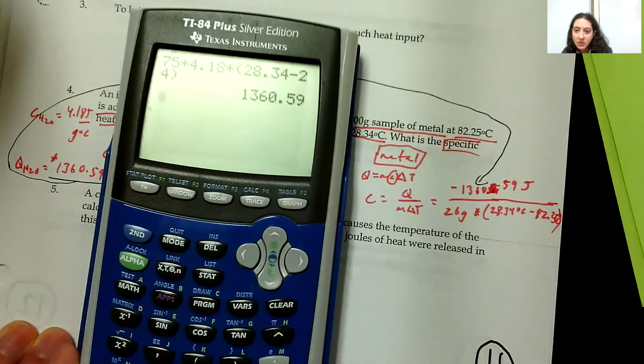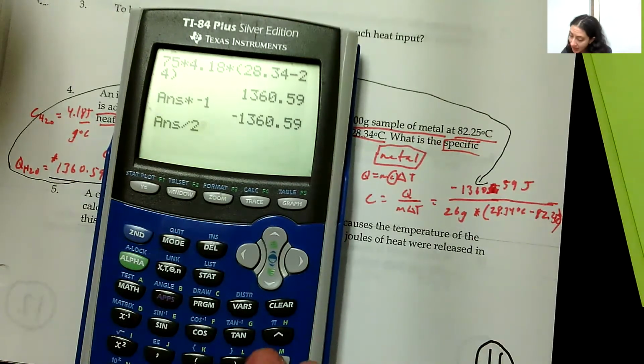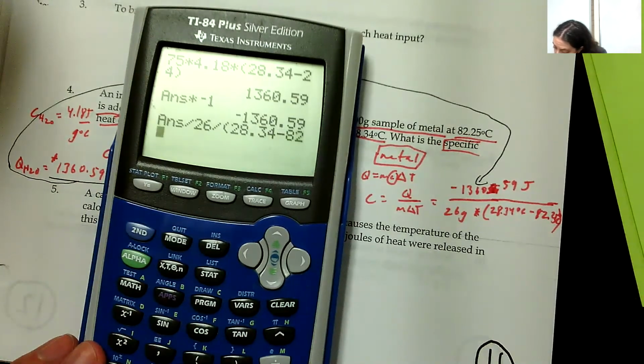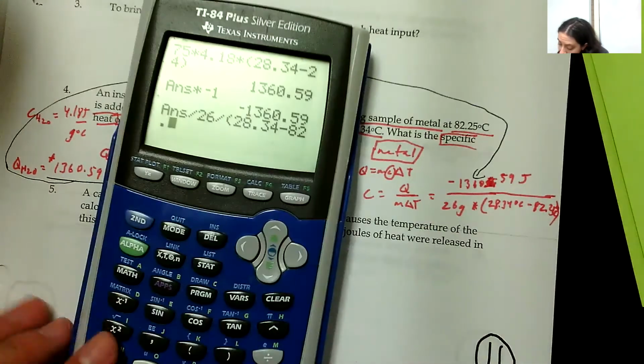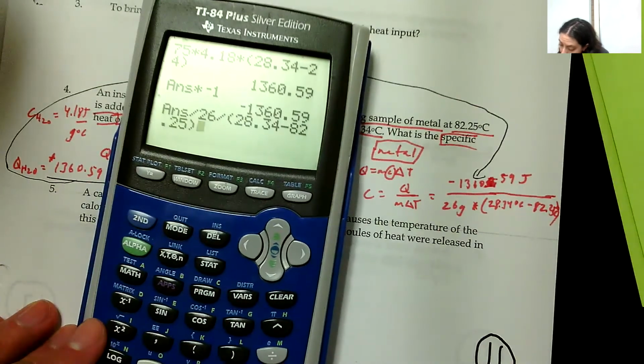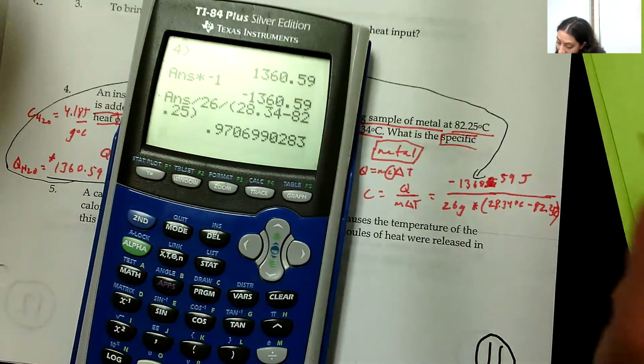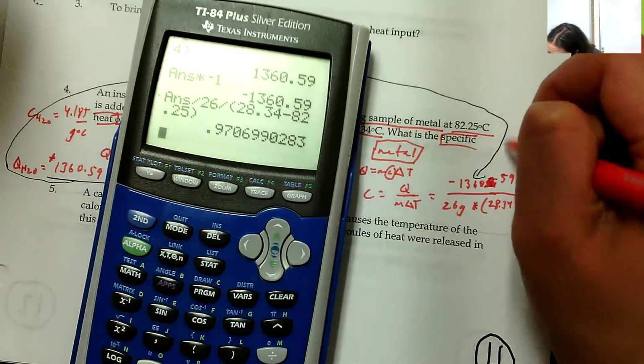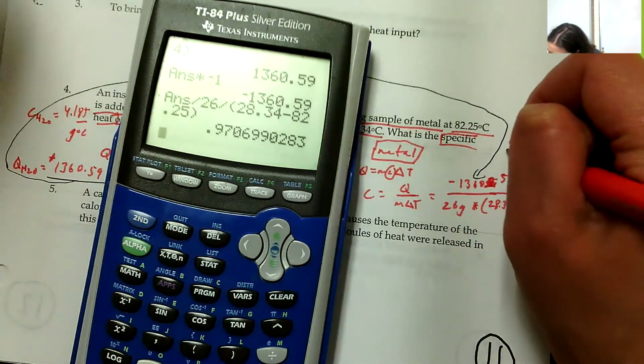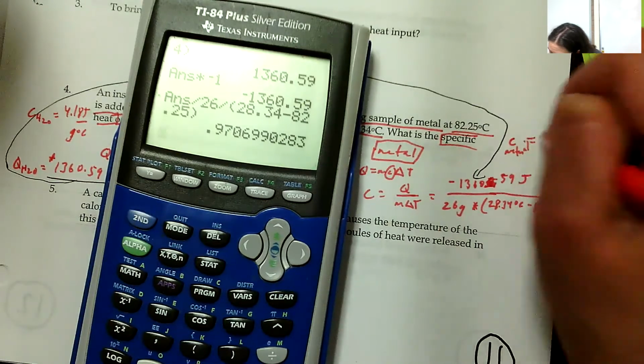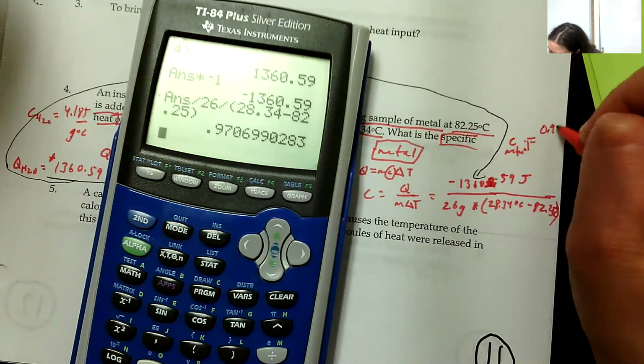So let's take that number and multiply it by -1. And I'm going to divide it by 26, because again, that 6 does not work on this calculator. Divided by 28.34 minus 82.25. Okay, and the answer is, so the C for the metal is going to be 0.97.